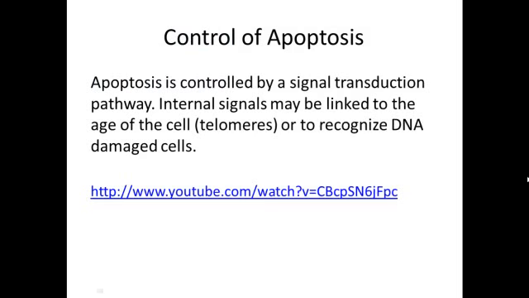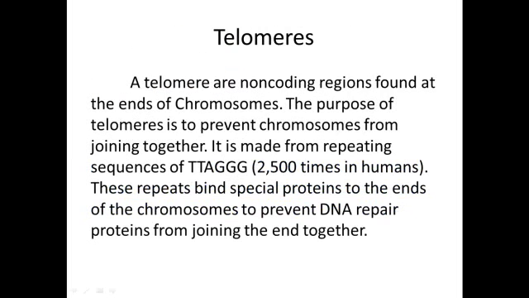You may need to watch that video a couple of times to get all of the pertinent information. But again, a signal transduction pathway is important that you understand. Okay? Another thing that can control apoptosis are telomeres. Telomeres are non-coding regions found at the ends of your chromosomes. The purpose of a telomere is kind of, it tells the cell how old it is, because every time a cell divides, the telomeres shorten.